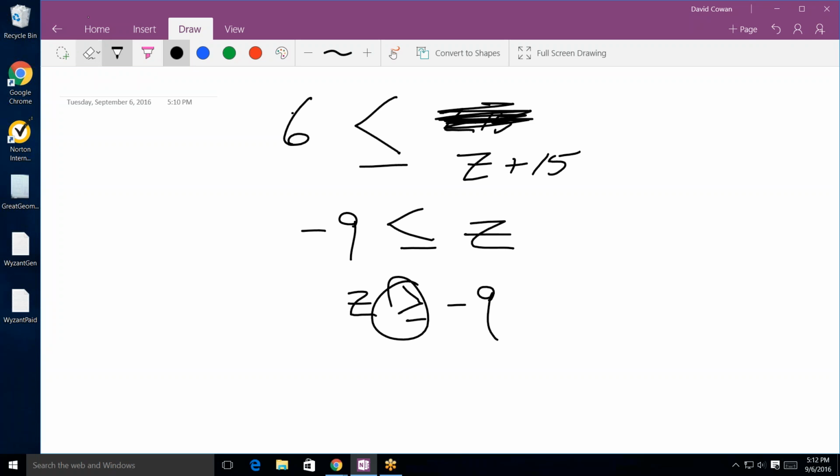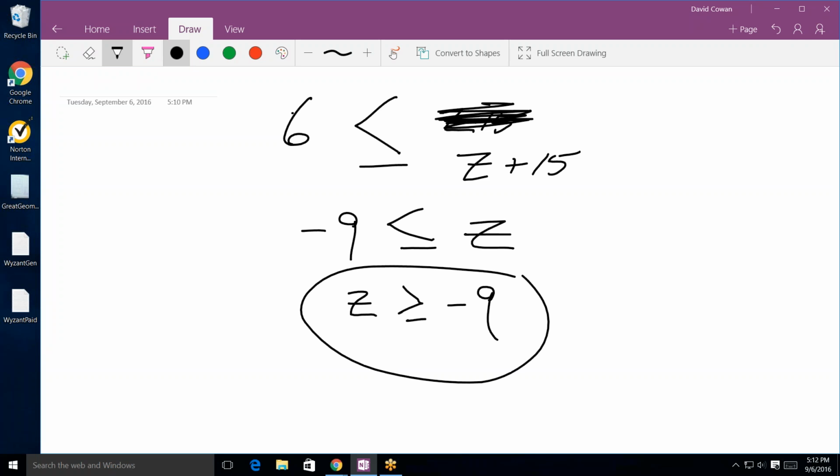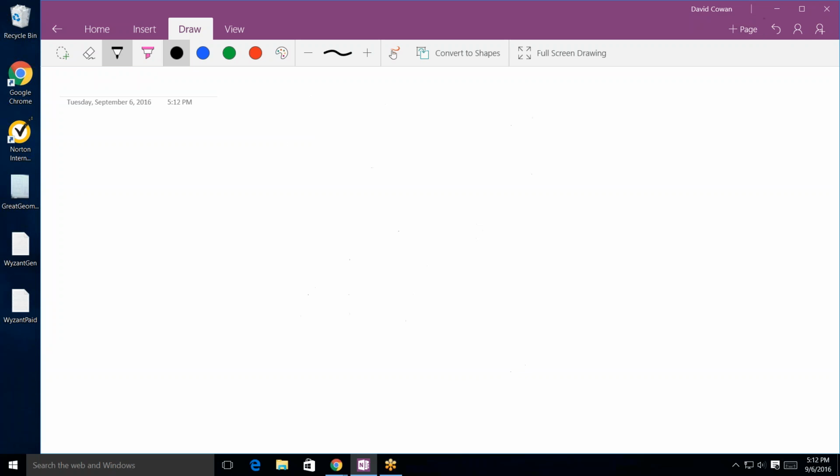A lot of people with inequalities are not comfortable with the variable on the right side. It's not quite the same as equations. With equations, you're just as comfortable with the variable on the right as on the left. It doesn't matter, really. But with inequalities, most people like to keep the variable on the left side, or at least put it there when they're done. All right, what's the next one?